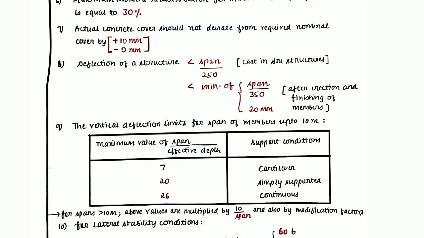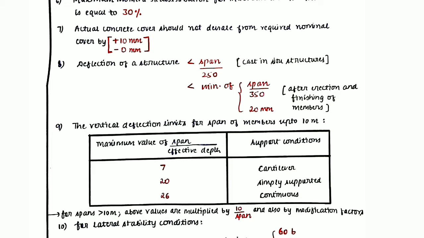The next point is the vertical deflection limits for the span of the members. If any particular member has a span of up to 10 meters, then for that particular case, the code provides the maximum value of span by effective depth. And corresponding to the maximum value, its support conditions are enlisted. For cantilever case, the maximum span by effective depth can be 7. For simply supported case, it can be 20, and for continuous case, it can only be 26.